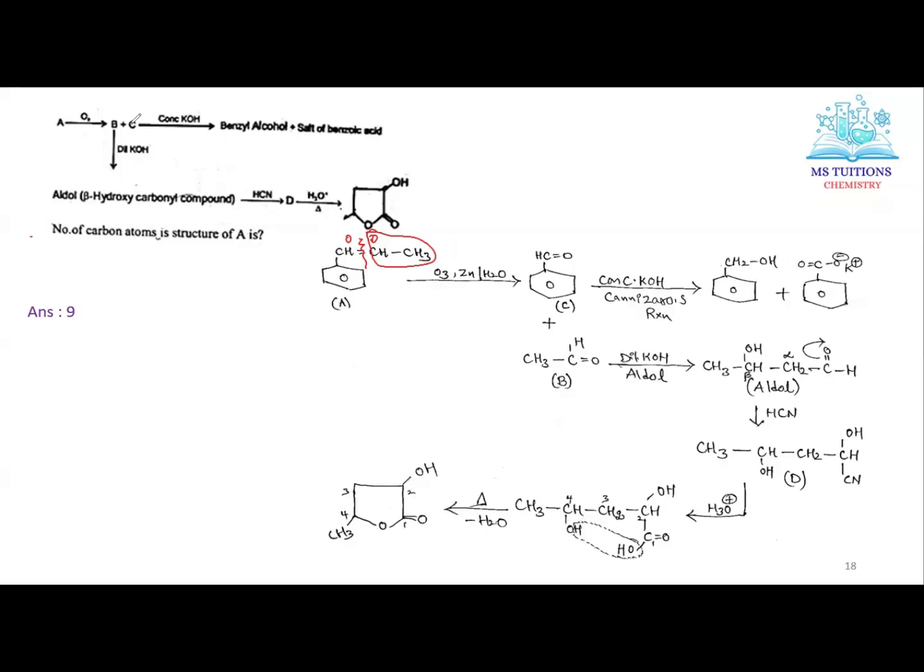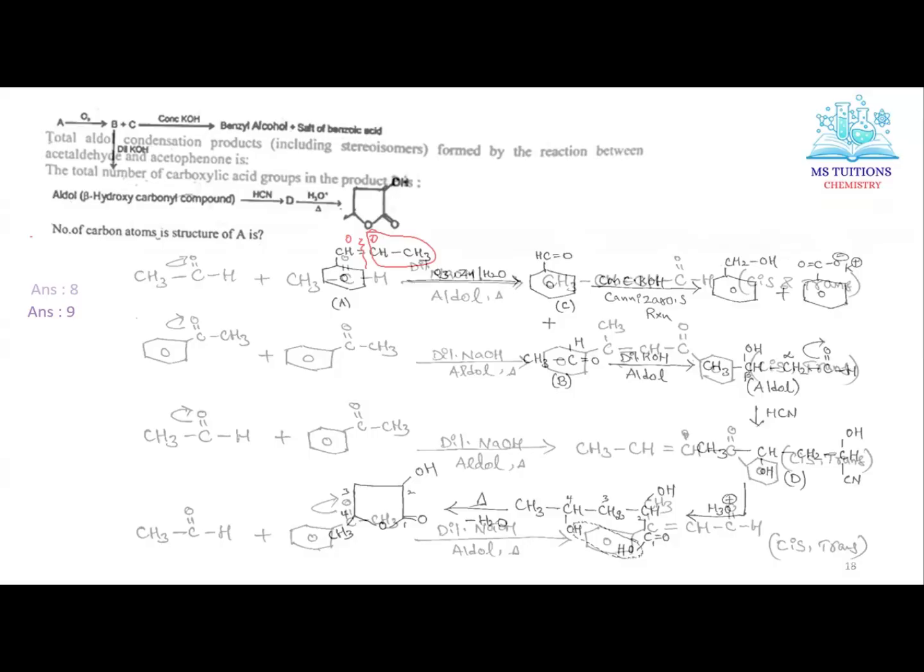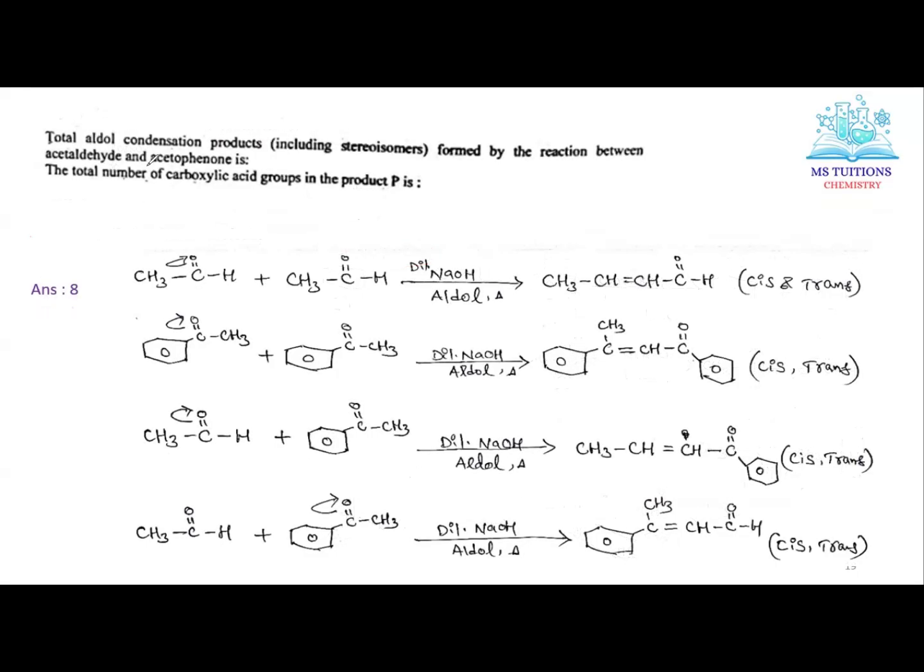Then compound C reacts with concentrated KOH, indicating the Cannizzaro reaction. In the Cannizzaro reaction, one molecule undergoes reduction and one molecule undergoes oxidation. The Cannizzaro reaction is an example of a disproportionation reaction. Hope you understand.